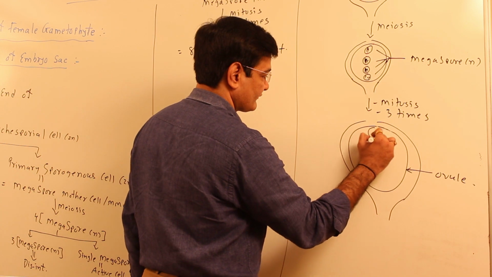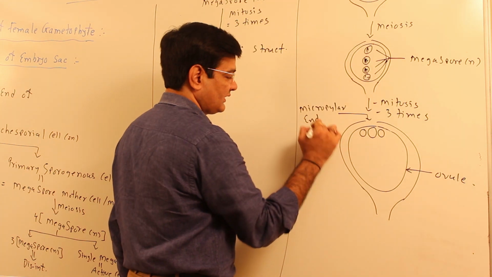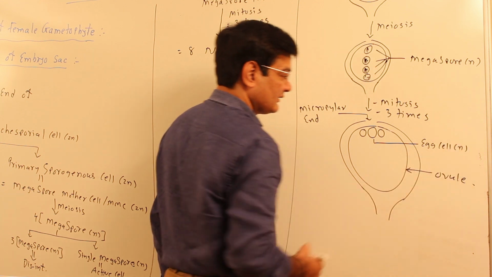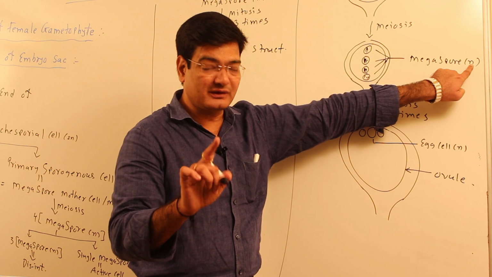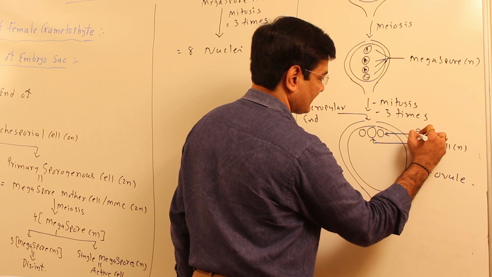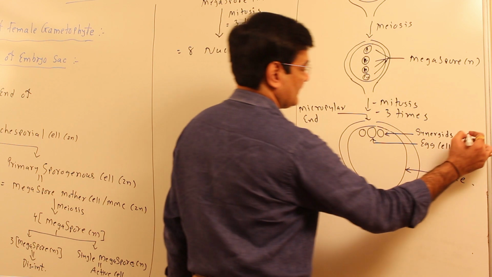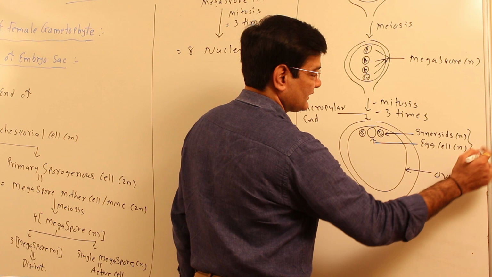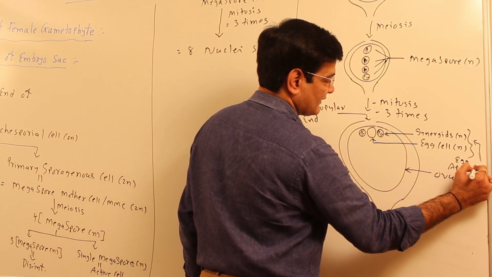From this, 3 cells are located towards the micropylar end, in which the centrally located cell is the egg cell. Again, obviously it is haploid. As the megaspore is haploid and undergoes mitotic division, there is no change in the ploidy here. The lateral cells are synergids. Again, these are haploid cells. These 2 synergids and the egg cell are collectively called the egg apparatus.